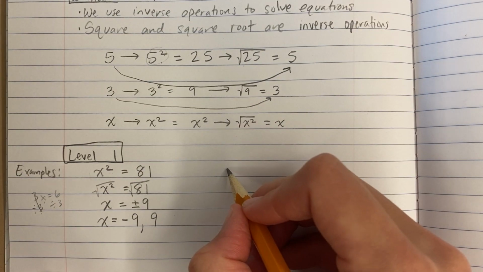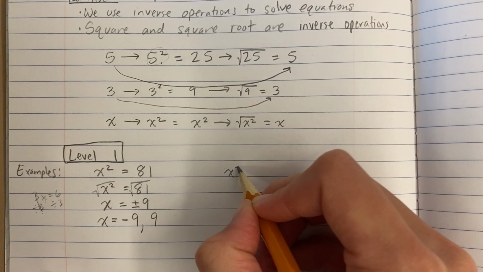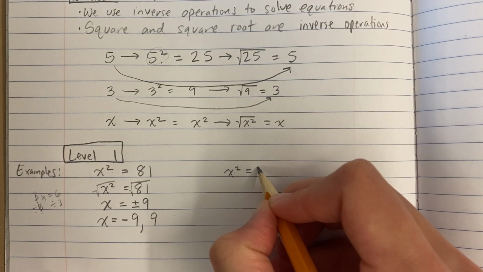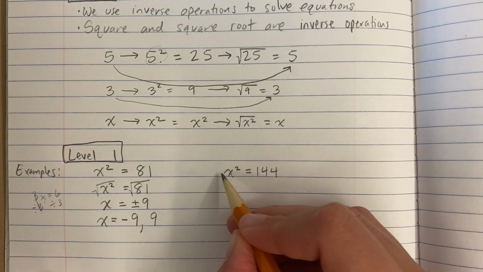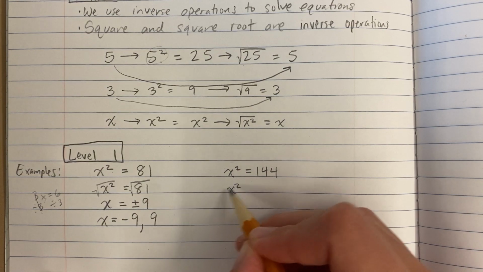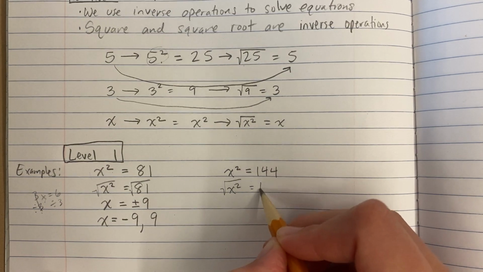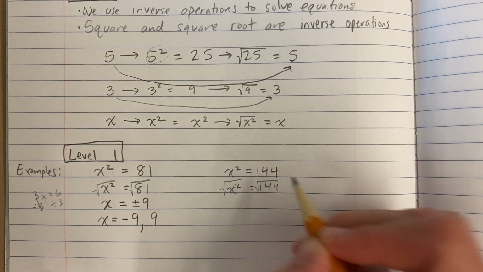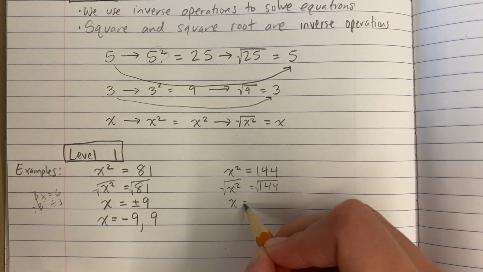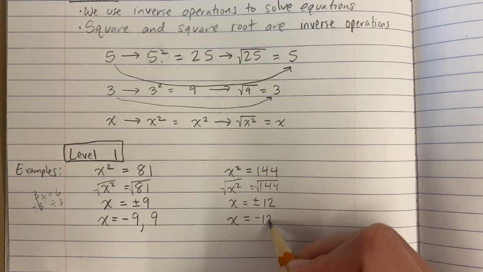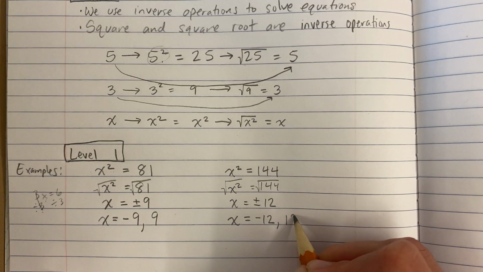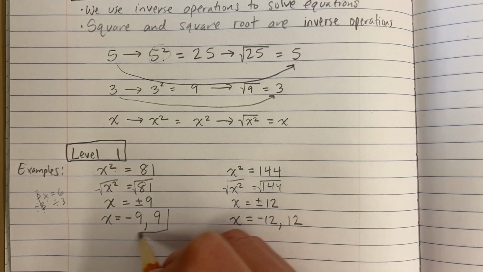One more quick example. Let's say I had x squared equals 144. I'm going to square root both sides. Once again, I would usually just write the square root sign on it right here, but I'm going to do this so in your notes you can really see, this was the original equation. We square root both sides. We get x equals plus or minus 12. So that means x could possibly equal negative 12, or it could possibly equal positive 12. And this is your answer.